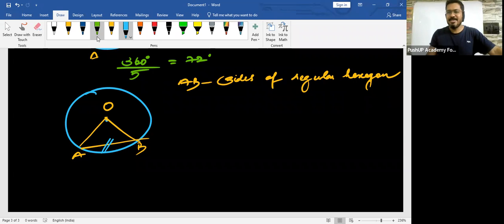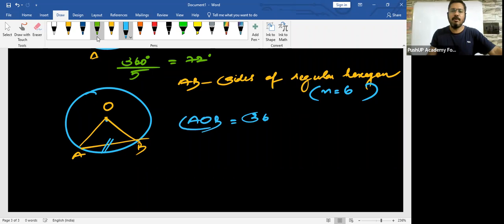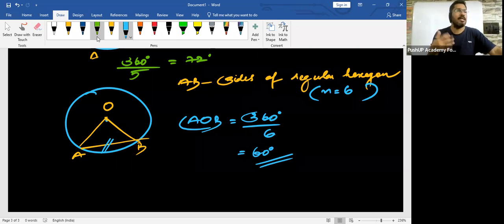Now, children, what did you do? You got an idea in a regular hexagon, how many sides it has got. N is equal to 6. In that case, if I ask you how much would be angle AOB, it would be the whole of 360 divided by 6. And that is equal to 60 degrees. Understood? Now, children, let me generalize whatever we learned.